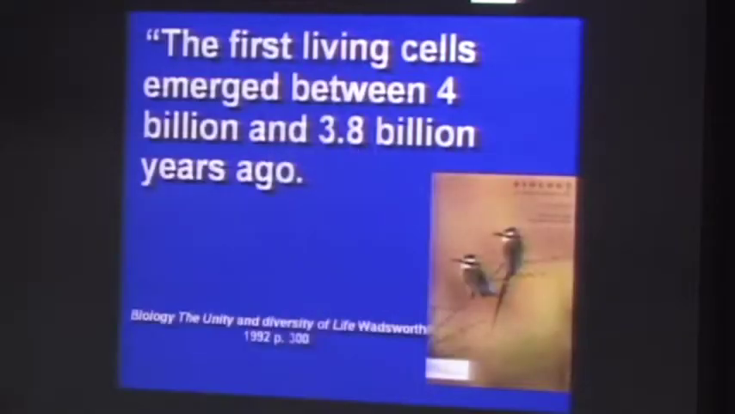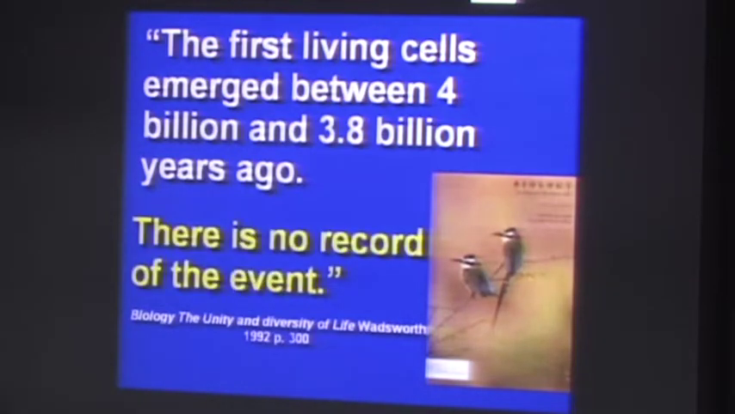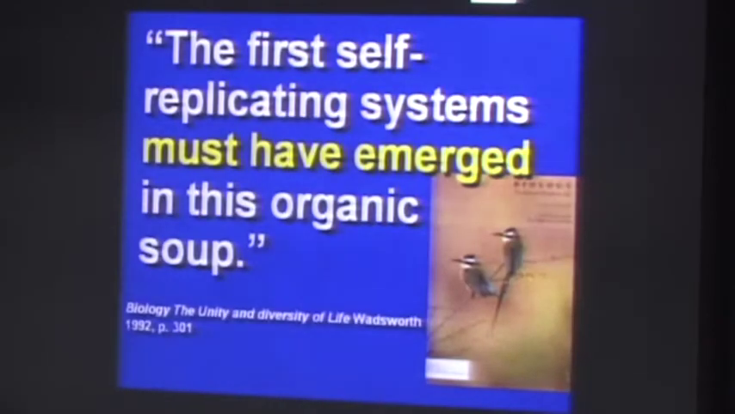This one says the first living cells emerged between 4 billion and 3.8 billion years ago. There is no record of the event. But you better believe it, and you're going to be tested on it. The first self-replicating systems must have emerged in this organic soup. So great-great-great-great-grandpa was soup. This is one of the lies in the textbooks you kids have to face.